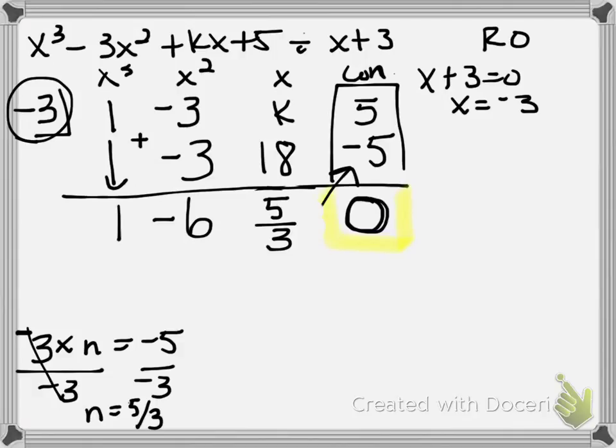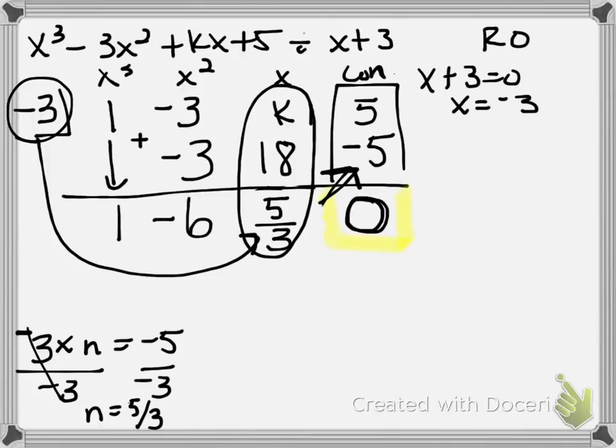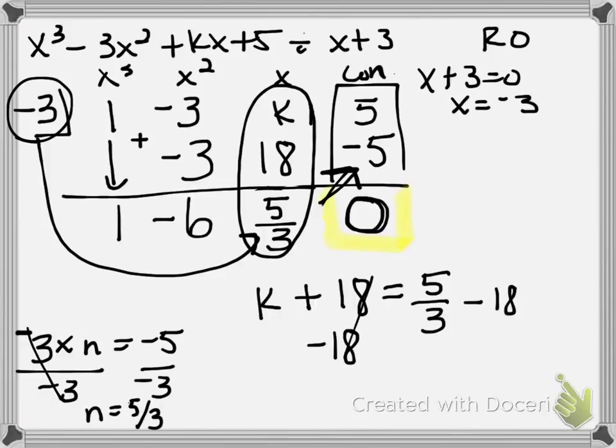It's totally your call. So now I have another equation to solve. Again, negative 3 times this number gives me negative 5, and I know I have to have negative 5 here because I have to get 0 as my remainder. So now I have another equation: k plus 18 equals 5/3. Okay, so I'm going to have to subtract 18 from both sides.